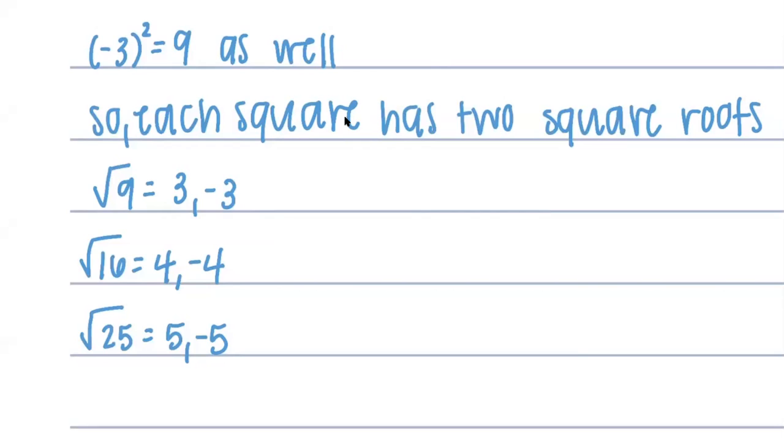Okay, so similarly with 16, what squared is 16? 4 squared is 16 and -4 squared is 16. So the square root of 16 is 4 or -4. And with 25, the square root of 25 is 5 or -5.